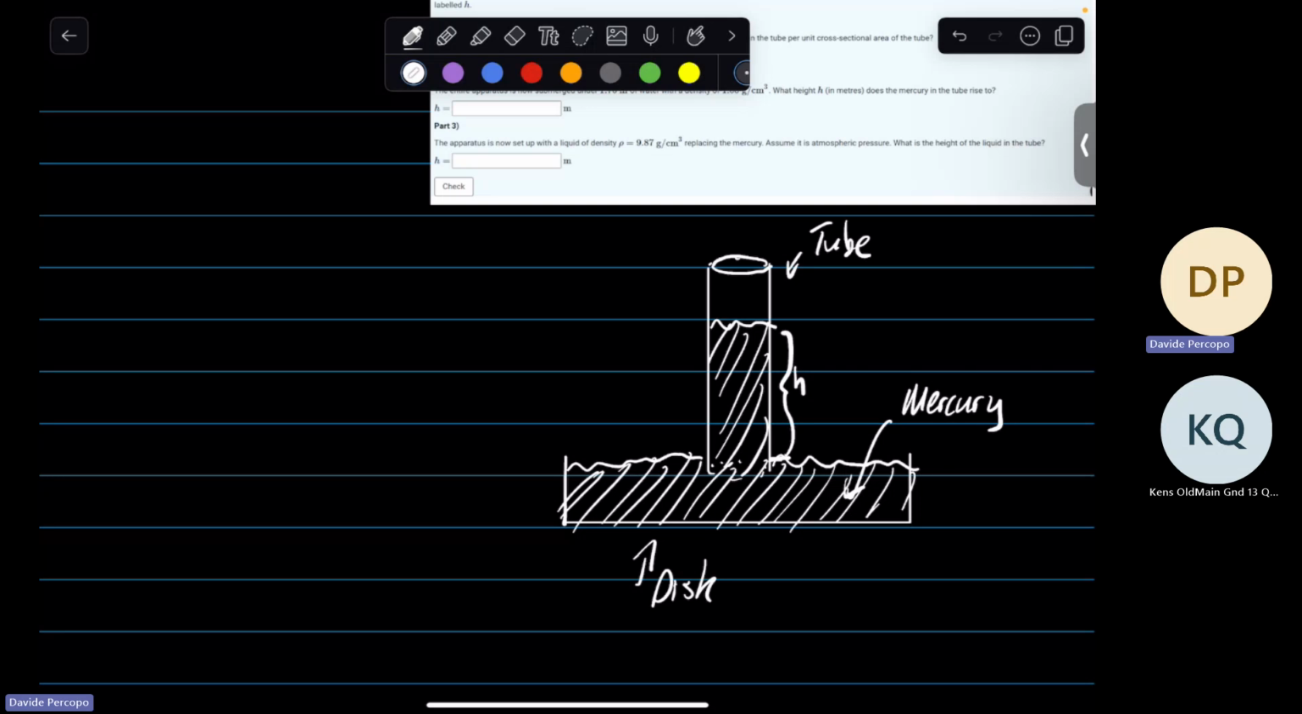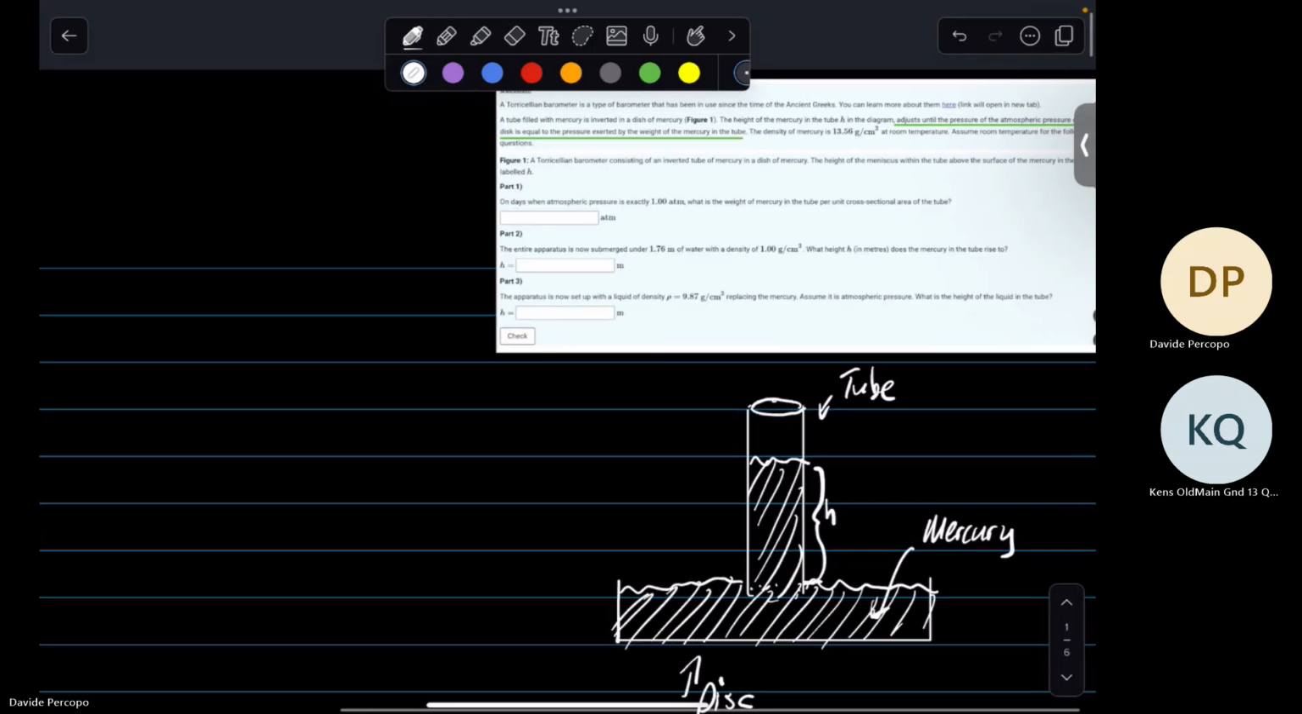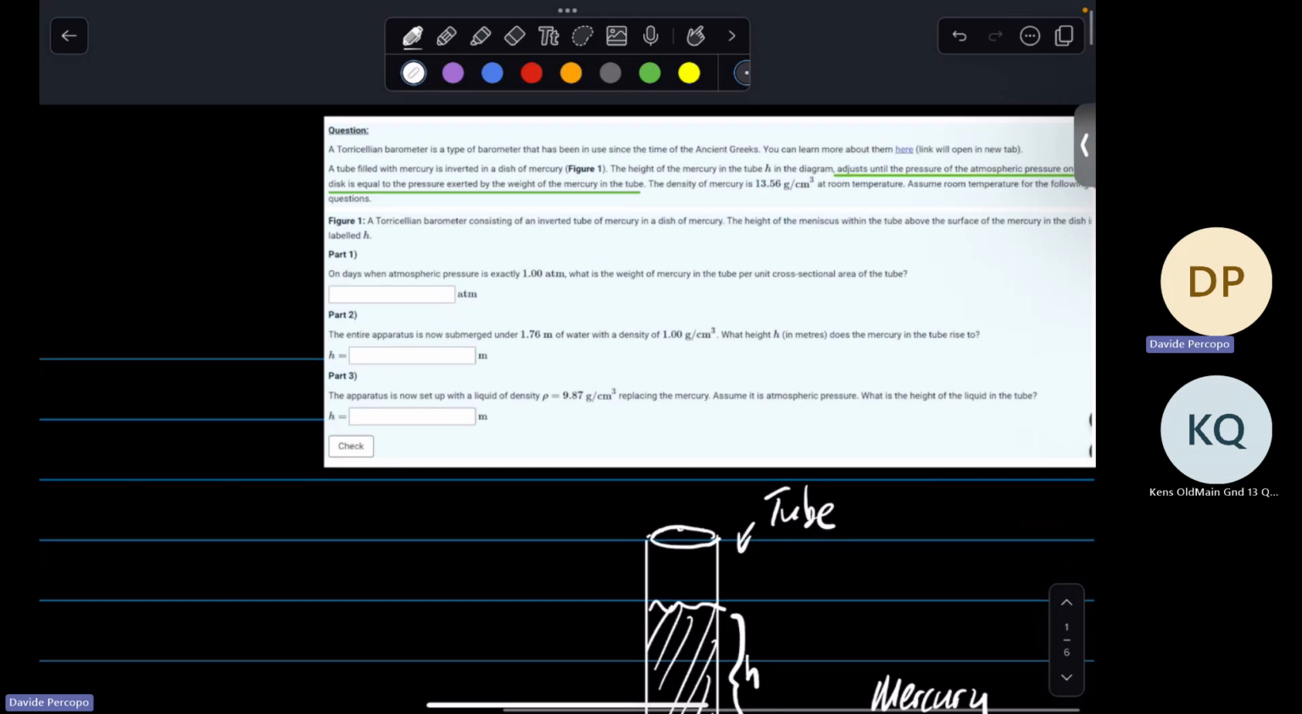Is it a K? No, C is the British spelling, I think. Who cares? Okay, the density of mercury is 13.56 grams per centimeter cubed at room temperature. Assume room temperature in the following questions. Now, is room temperature really important? Maybe. Let's see.